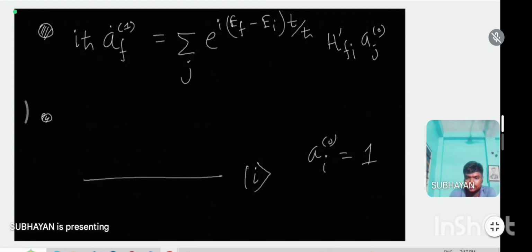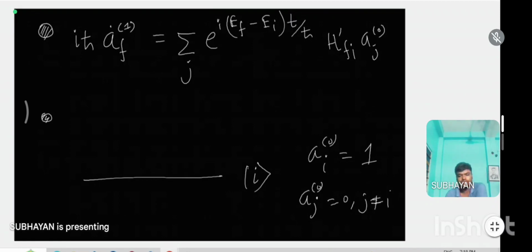Initially the system was in a particular state, say the i state, where i denotes the initial state. So the system was completely in the ith energy level. So a_i(0) is equal to 1, and the other coefficients a_j(0) are equal to 0 for j not equal to i, and a_j(0) equals 1 for j equal to i. That means a_i(0) equals 1. The system was completely in the ith level.